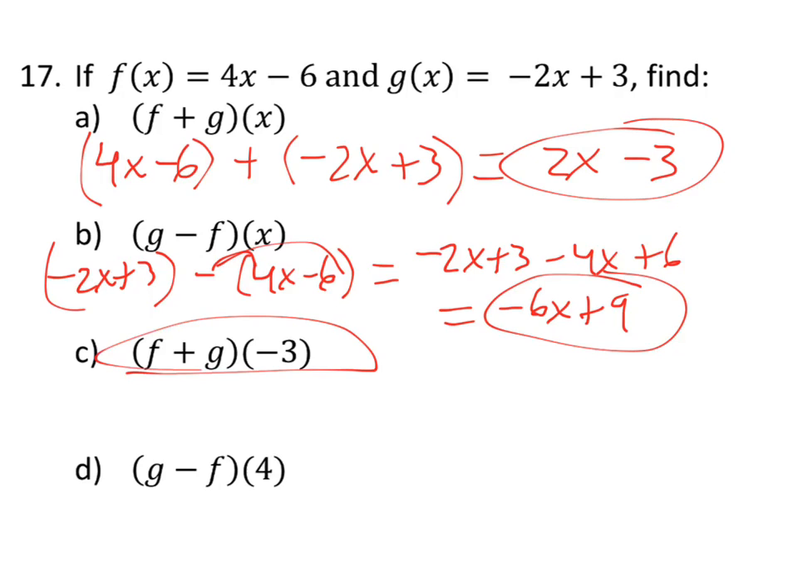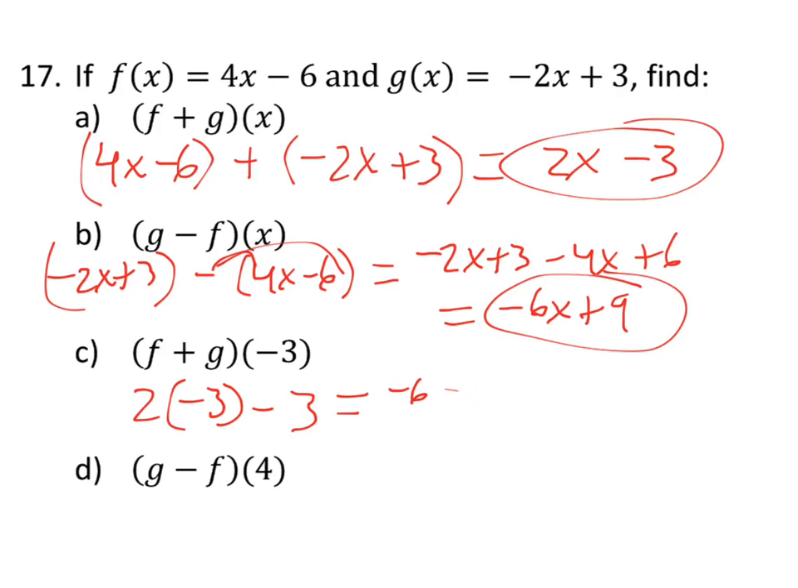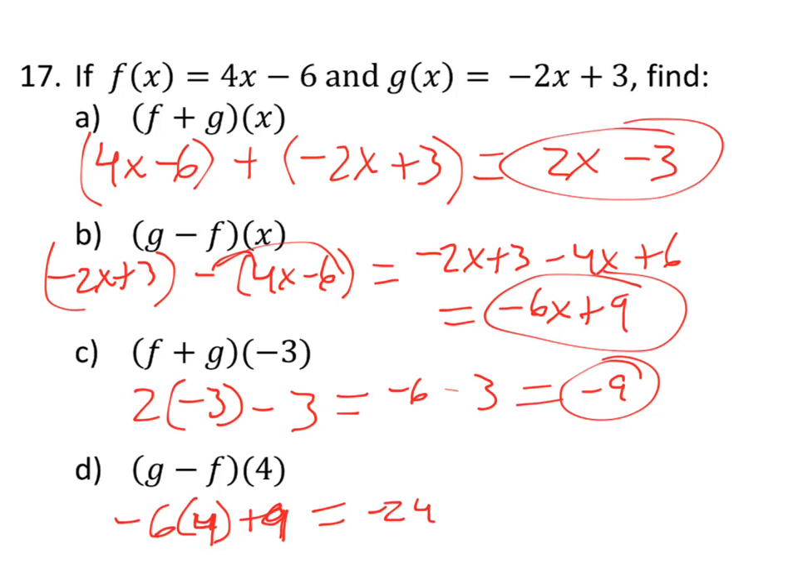Next part, you need to do f plus g of negative 3. Luckily, we already did f plus g. So now you just need to do 2 times the negative 3 part, and then subtract 3. 2 times negative 3 is negative 6. Minus 3 is going to give you negative 9. And if you want g minus f of 4, look at g minus f, which you already did, and put 4 in for x, so negative 6 times 4 plus 9. Negative 6 times 4 is negative 24. Add 9 is going to give you negative 15.